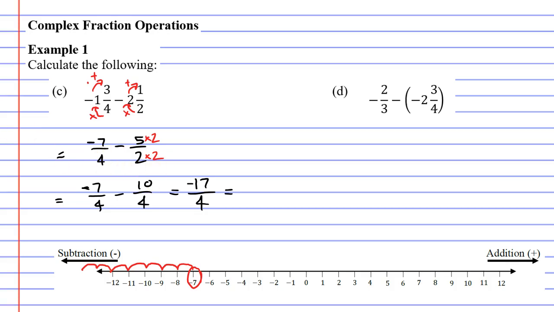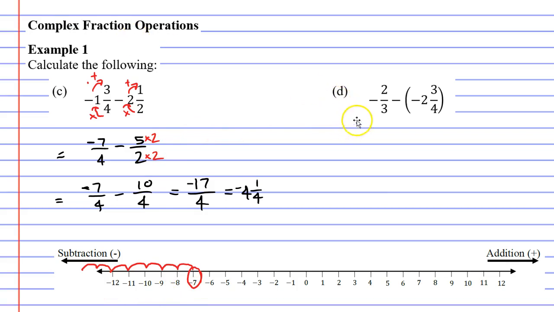How many times does 4 fit inside of 17? I can fit 4 into 17 4 times with a remainder of 1. And the denominator stays the same, so it's going to stay as 4. Remembering that our solution is negative, so my mixed numeral also needs to be negative. It needs to be -4¼. Let's now move on to our final question, question D.